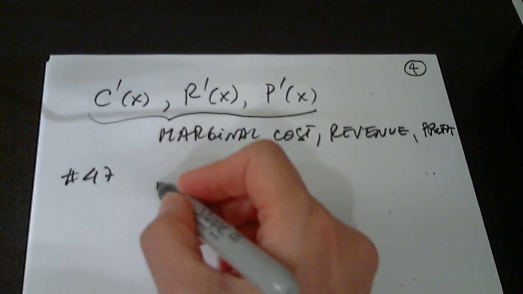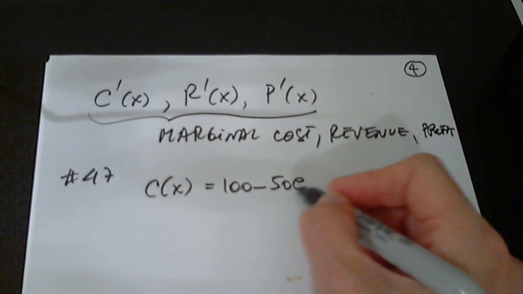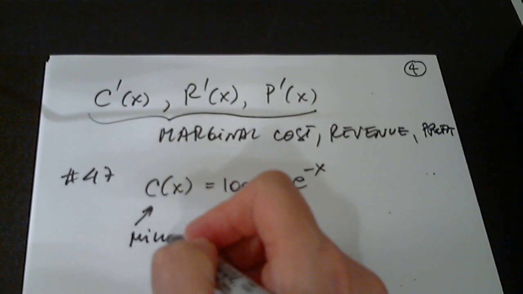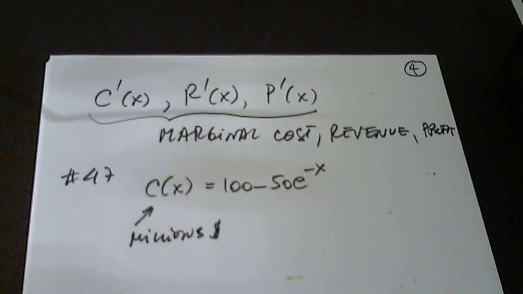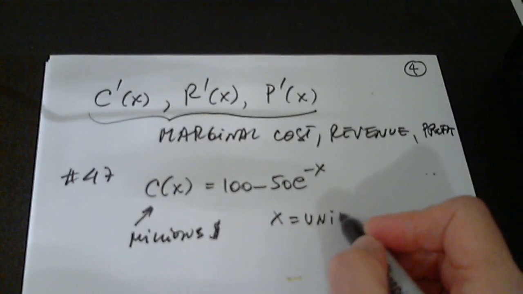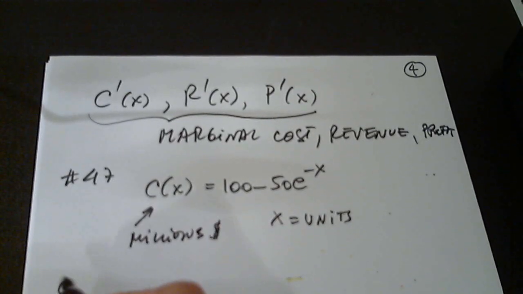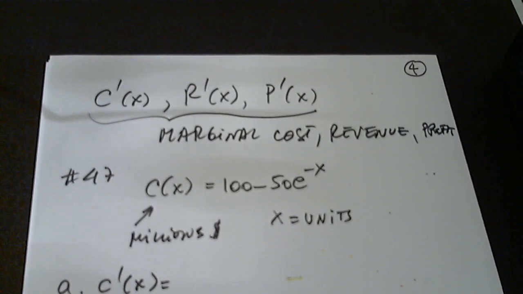So 47. We are given C of x, which is 100 minus 50 e to negative x. The cost is in millions, okay? X is the number of houses, so x units. Good. Now, they're also giving us the graph. Find each of the following. In part A, they're asking us to find the marginal cost, which is the derivative, and then evaluate it at 0, evaluate it at 4, and then find some limits. So let's take a look.